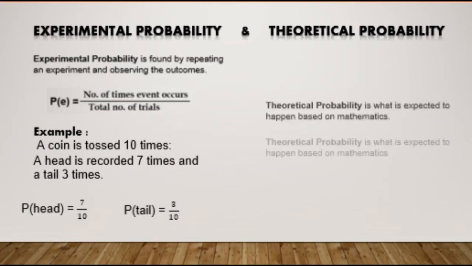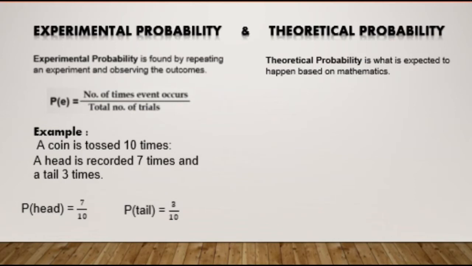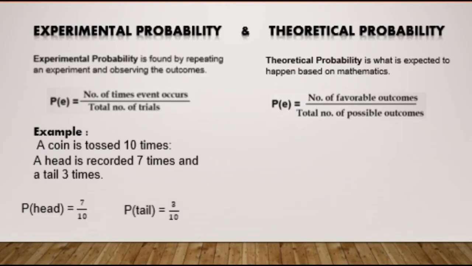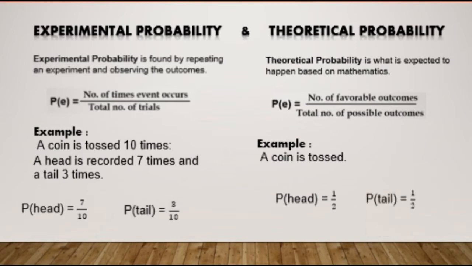And theoretical probability is what is expected to happen based on mathematics. Formula: P of event is equal to the number of favorable outcomes over the total number of possible outcomes. Example, a coin is tossed. So P of head is equal to 1/2. We only have one favorable outcome, and for the total number of outcomes, we only have 2. It's either a head or a tail. So P of tail is equal to 1/2, the same. Alright?